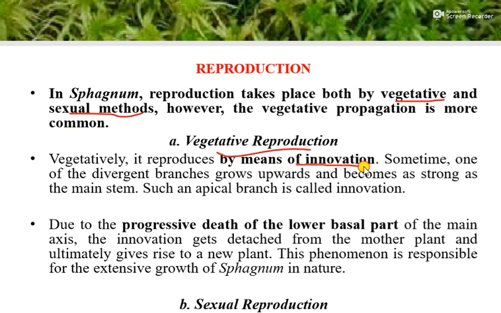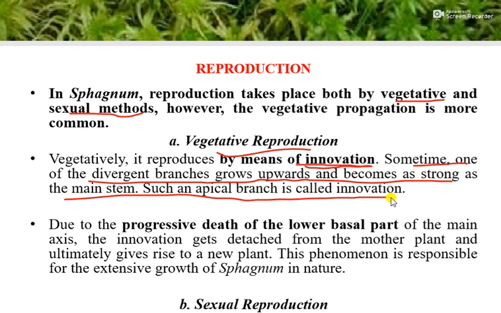Remember this term innovation. Now, what is an innovation? You see, sometimes one of the divergent branches grows upward and becomes as strong as the main stem. Such an apical branch is called an innovation. Now, do you remember the divergent branches? We have discussed in the previous video that there are two kinds of branches in the sphagnum gametophyte. What are they? Those were the divergent branches and the pendant branches.